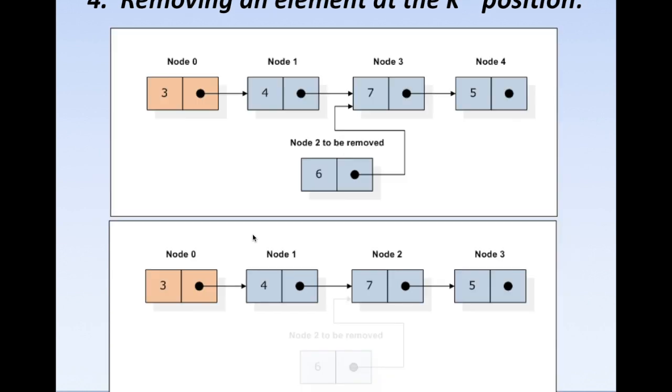Let's see its implementation in C. As I said, this pointer should be pointing to node 3, so this pointer is equal to this one. Now node 1 is pointing to node 3, and now node 2 is removed. Now node 3 will become node 2, and the old one is removed.